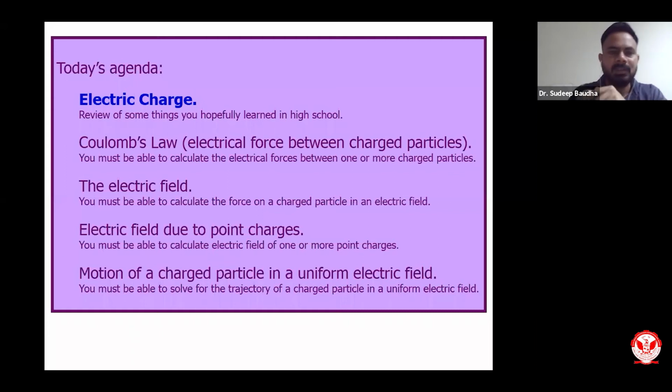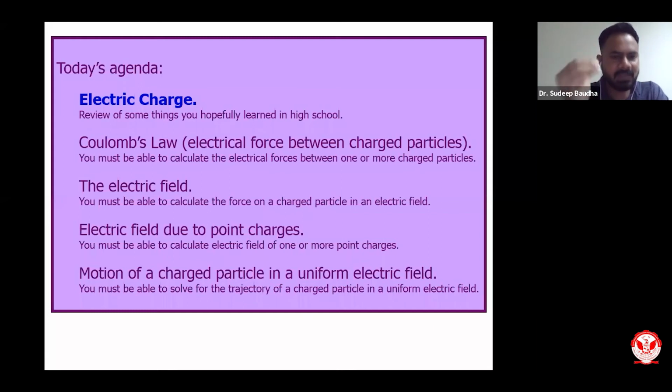Right. So today's agenda consists of 5 parts. The first part is electrical charge. We will review some things you hopefully learned in high school. Then we have Coulomb's law, which is the electrical force between charged particles. You must be able to calculate the electrical forces between one or more charged particles. That is what we have to learn in terms of Coulomb's law.